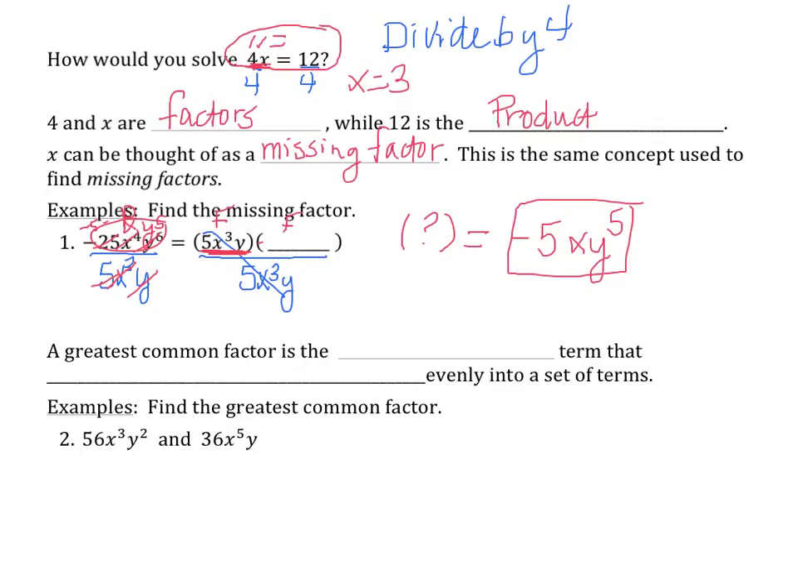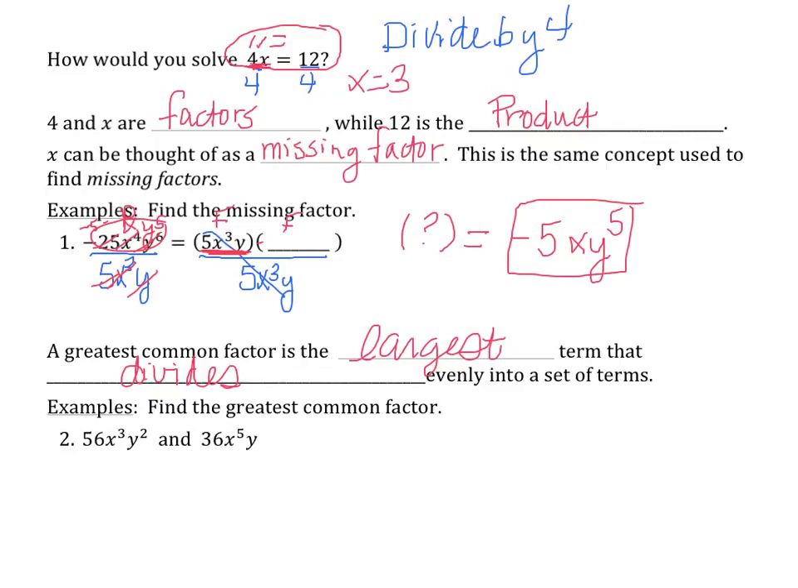Greatest common factor is the largest term that divides evenly into a set of terms without a remainder.